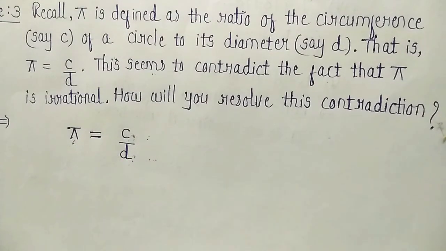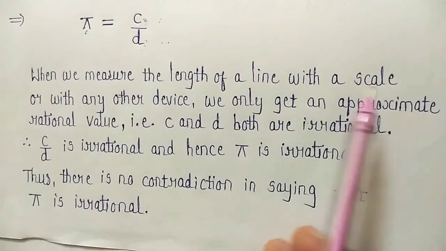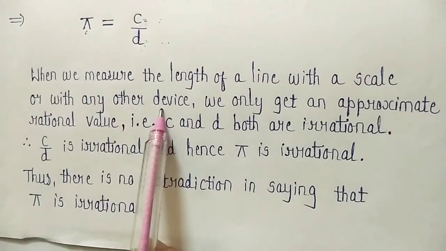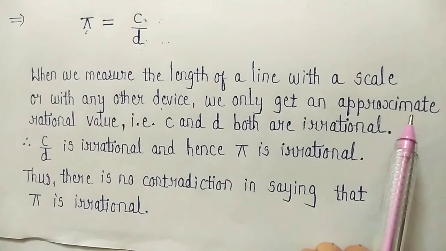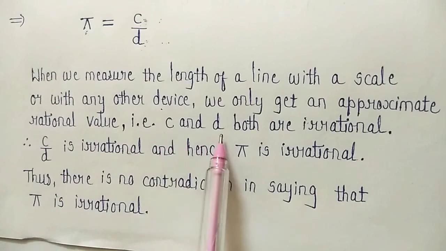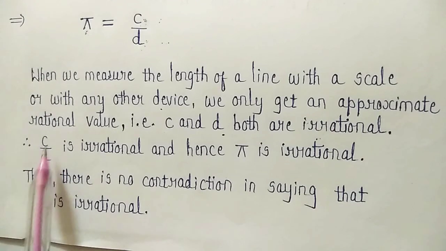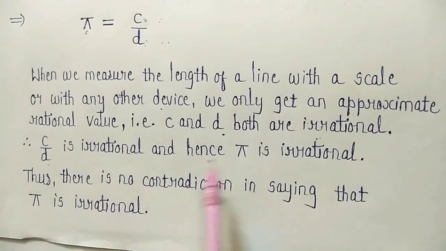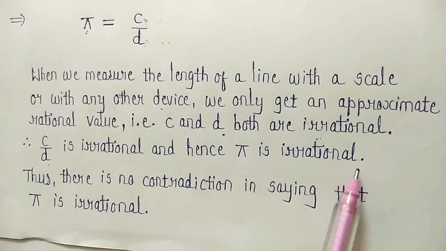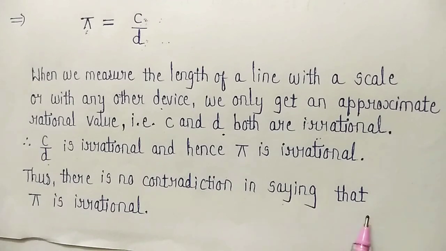What will we write? When we measure the length of a line with a scale or with any other device, we only get an approximate rational value. That is, C and D, circumference and diameter, both are irrational. Therefore, C divided by D is irrational, and hence pi is irrational. Thus, there is no contradiction in saying that pi is irrational. So this is your question number 3.